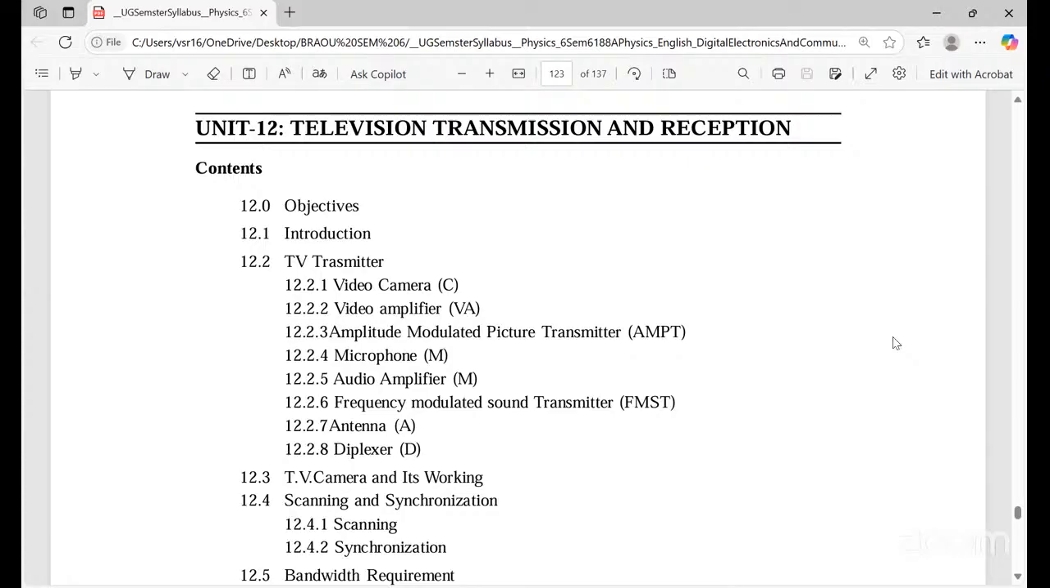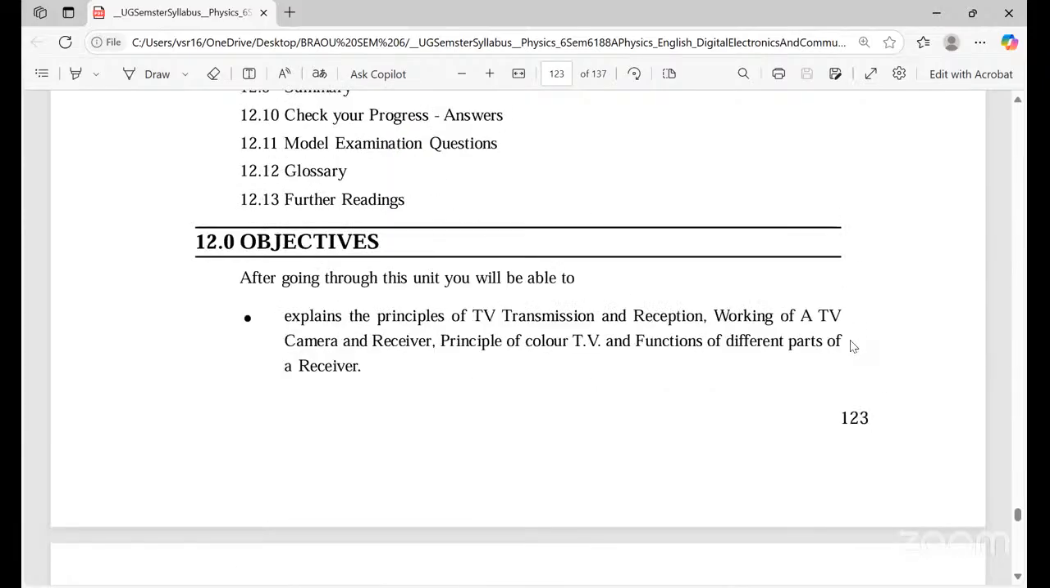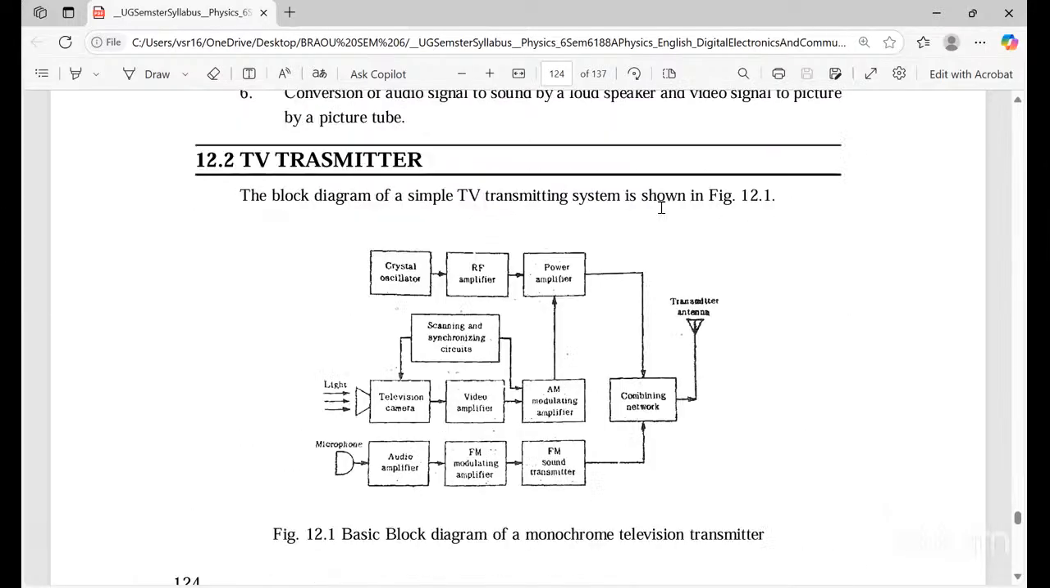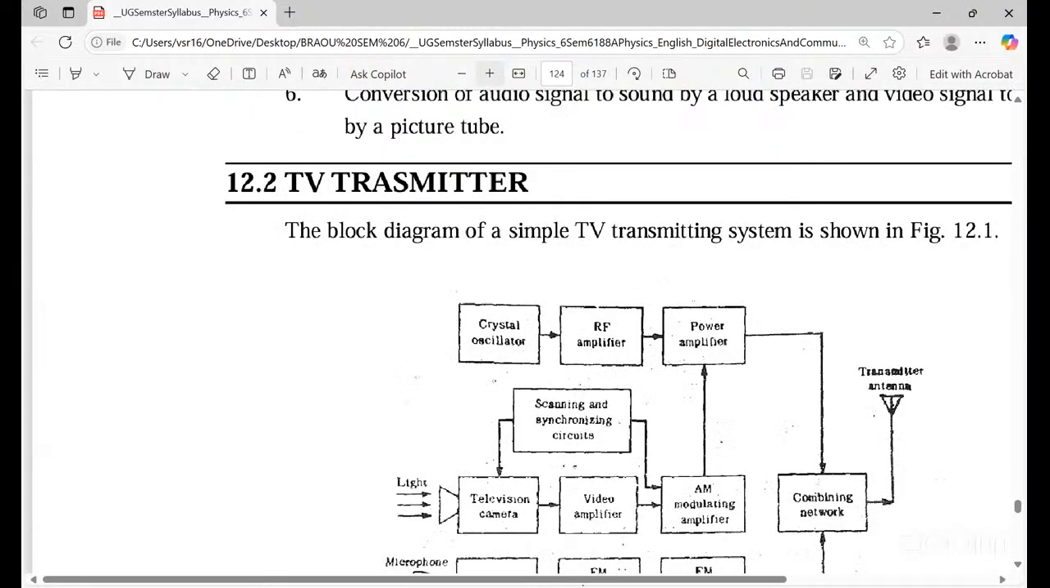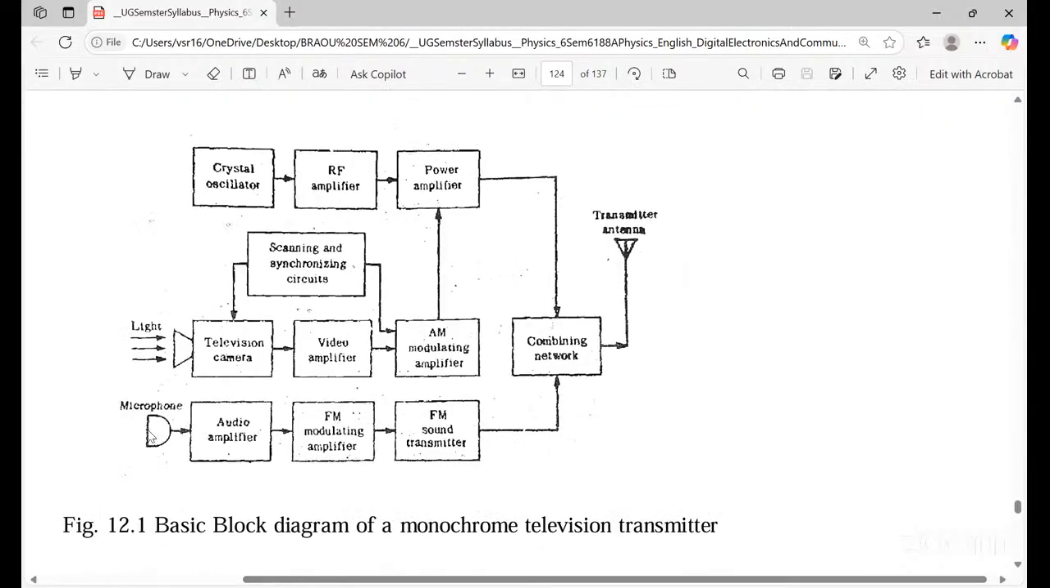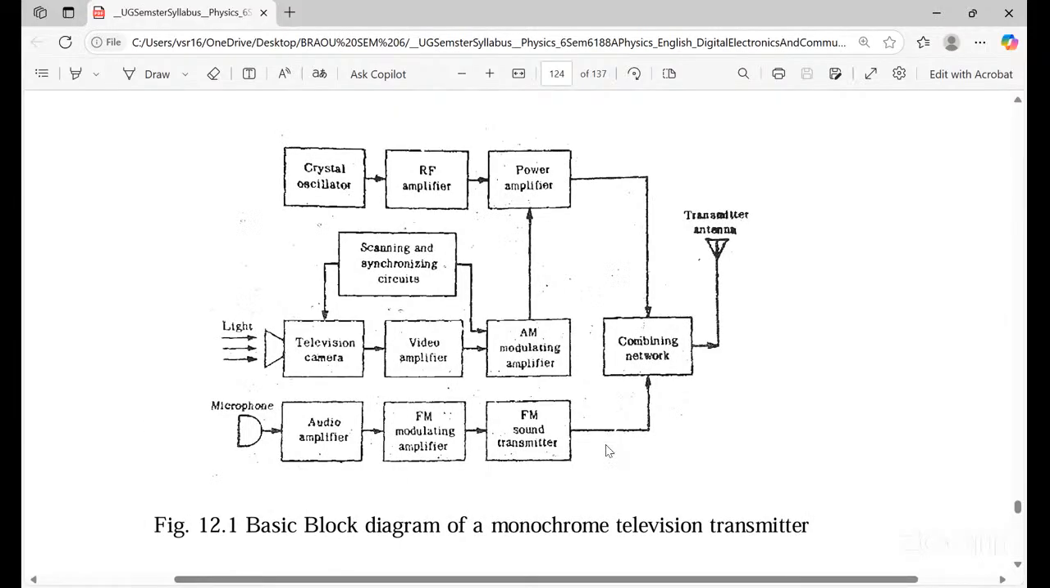Next, television transmission and reception. TV. Here also you can see the block diagram of the TV. Microphone, light, television camera. Here audio amplifier, FM transmitter, and here is the transmission antenna. So television camera, video amplifier, modulating amplifier. Everywhere here scanning and synchronizing circuits are connected, and they may be connected to the power amplifier, RF amplifier and crystal oscillator. So this is the basic block diagram of a monochrome television transmitter.